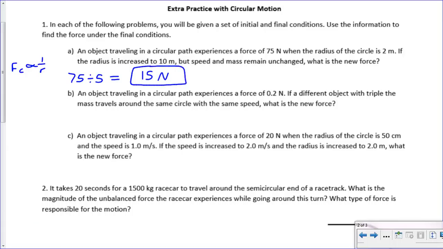All right. For part B here, again, look at it, see what's changing. It says that we have triple the mass, all right? And so if we have triple the mass, and you know that centripetal force and mass are directly proportional to one another, if we triple the mass, we triple the force, all right? So all you have to do is triple the force that you were given originally, so 0.2 times 3, all right, and you end up with 0.6 newtons.